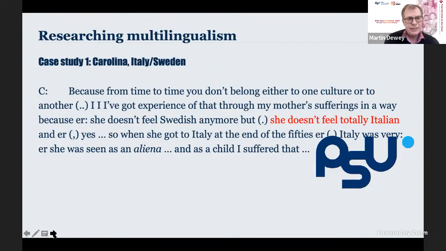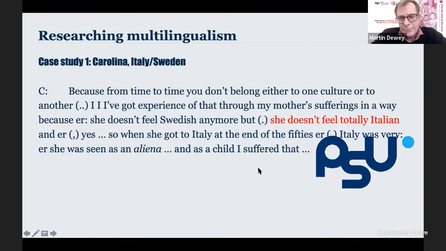She doesn't feel totally Italian. So she's talking about how her mother is not Swedish anymore because she doesn't live in Sweden any longer, but she also doesn't feel totally Italian. So there's this distinction. When she got to Italy, she was seen as an aliena. Aliena in Italian means foreigner. And as a child, I suffered that. So she talks about her mother's sufferings and how she suffered as a child.